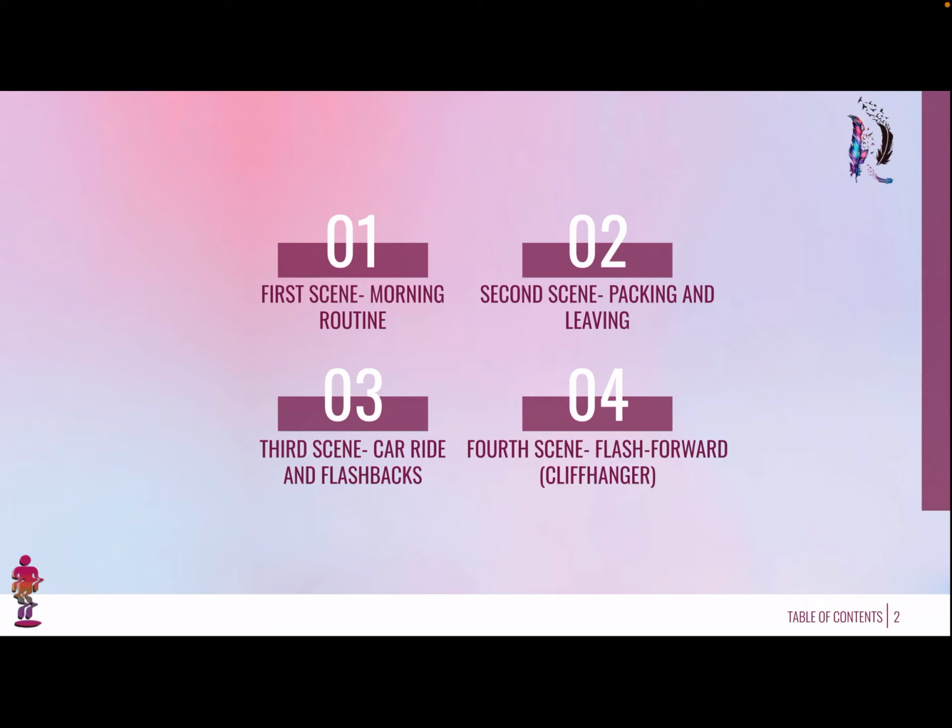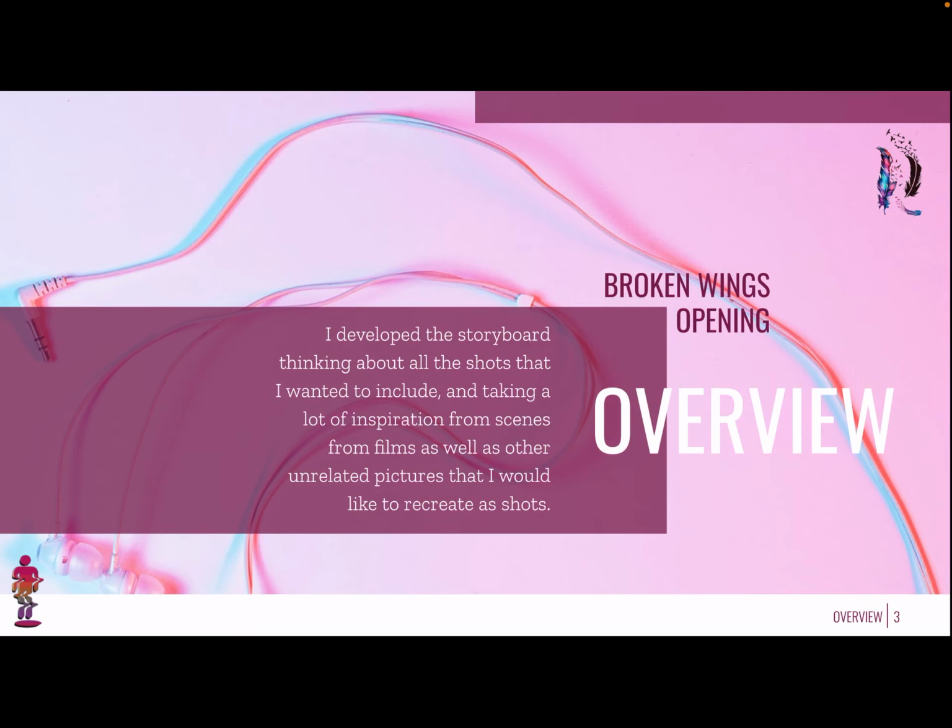So this is going to be a presentation of the shot list that I'm going to be using in my film opening. I've divided it into 4 scenes. The first scene will be the morning routine, second scene packing and leaving, third scene car ride and flashbacks, and the fourth scene quite short flash forward and the cliffhanger.